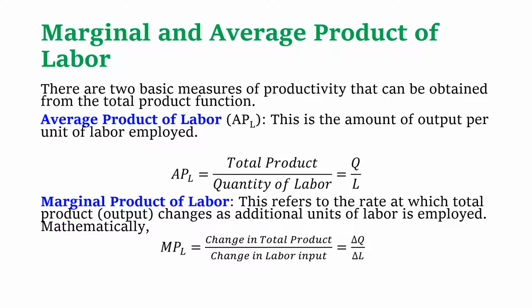The marginal product of labor refers to the rate at which total product changes as additional units of labor are employed. Mathematically, the marginal product of labor is the change in output divided by the change in labor input. In the concept of derivatives, we say the marginal product of labor is dQ/dL.